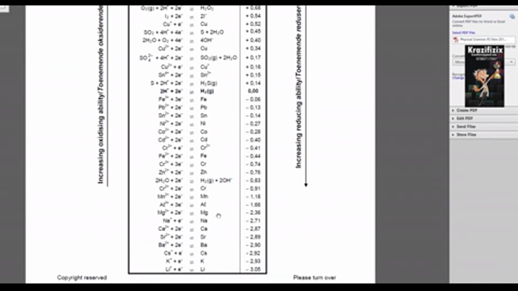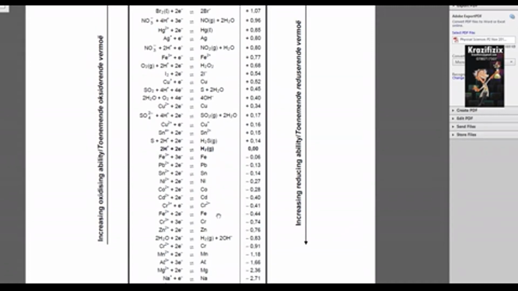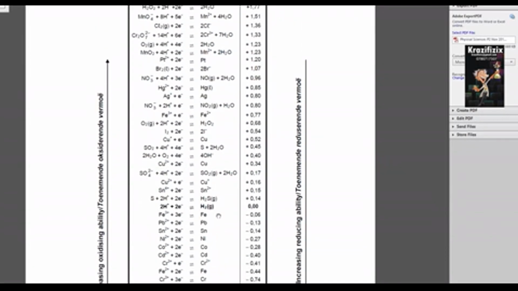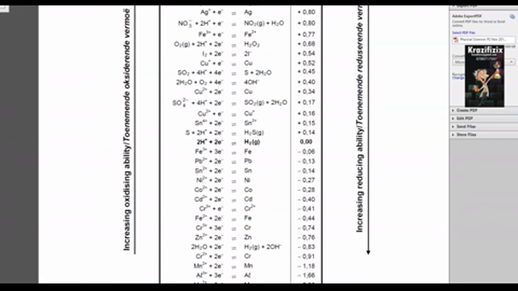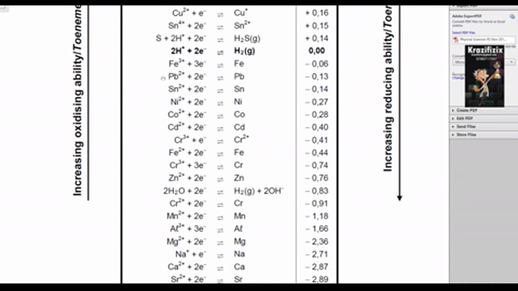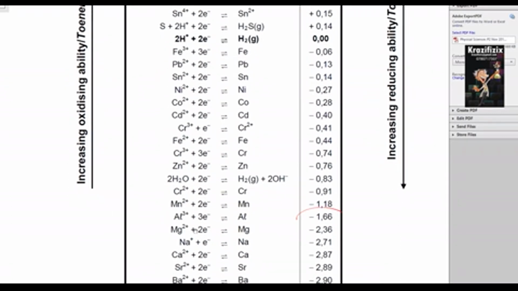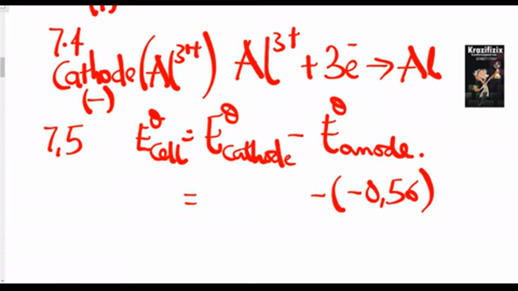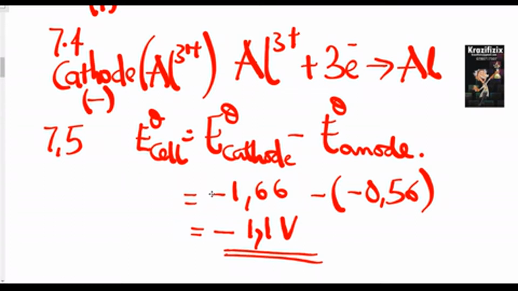Let's find Al. I'm sure you have your table there with you, and you were able to get Al. All right, I found it. Al is negative 1.66. So we take it back there, negative 1.66. So using your calculator, this one becomes positive there. You should have negative 1.1 volts. Remember, we said this cell is not spontaneous.